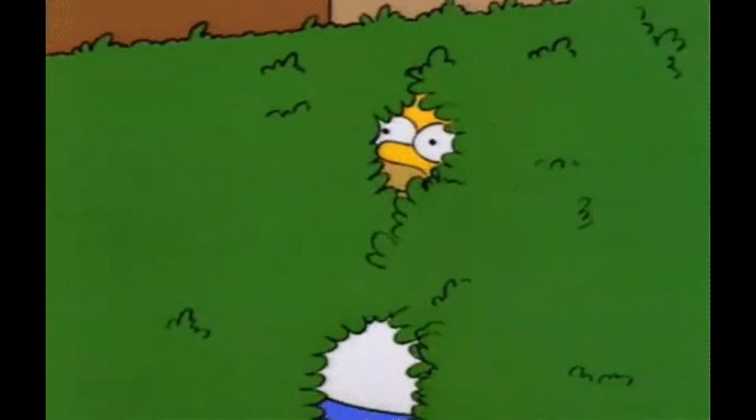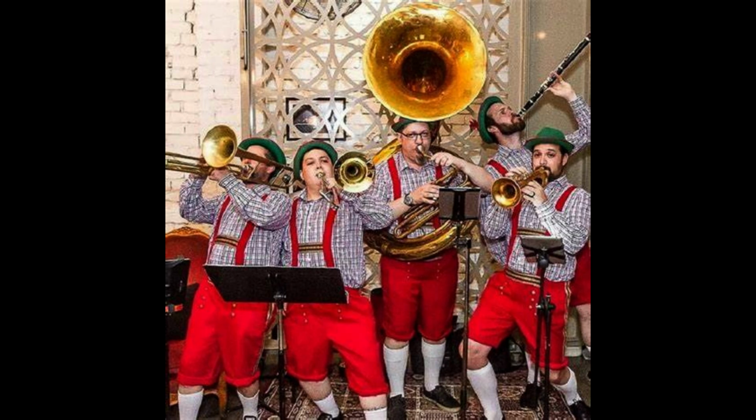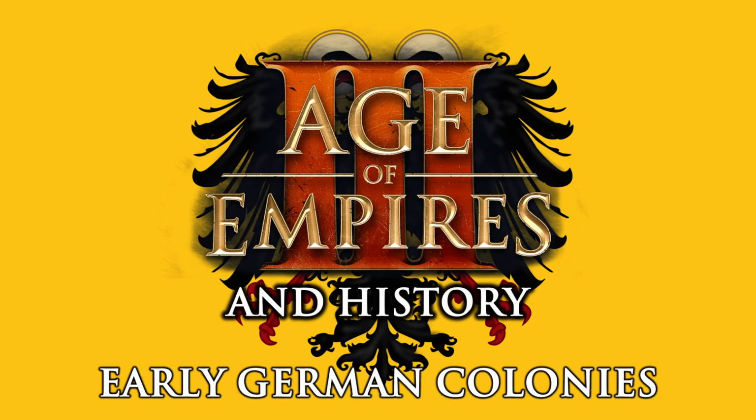In 1721, the colonial efforts ended not with a bang, but with a whimper. The French had moved in to attack the castle at Arguin, sick of their offshore neighbors playing Oompa Band music all night. And instead of resisting, the garrison simply ran away. And thus ends the tale of German colonization before there was a Germany.